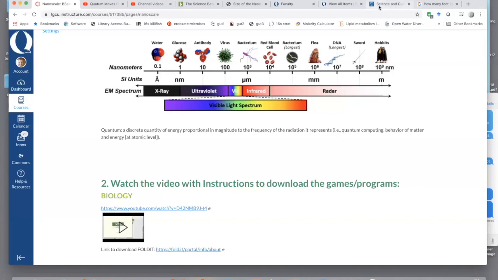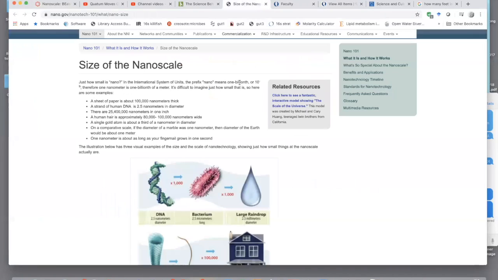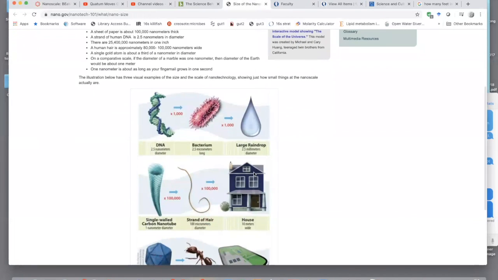So in looking at the size of a nanoparticle, a house, approximately 10 meters, a strand of hair, approximately 100 micrometers, or 100,000 times smaller than a house, which makes sense. Then 100,000 times smaller than that would be 1 nanometer of a single-walled carbon nanotube. These are increasingly used in engineering applications. They're really cool, but they're not what this is about.